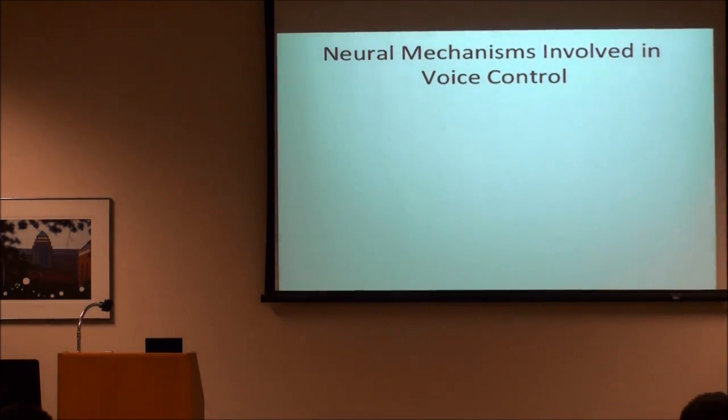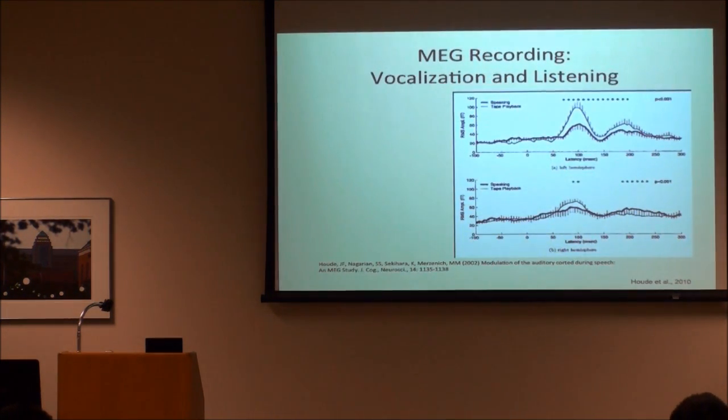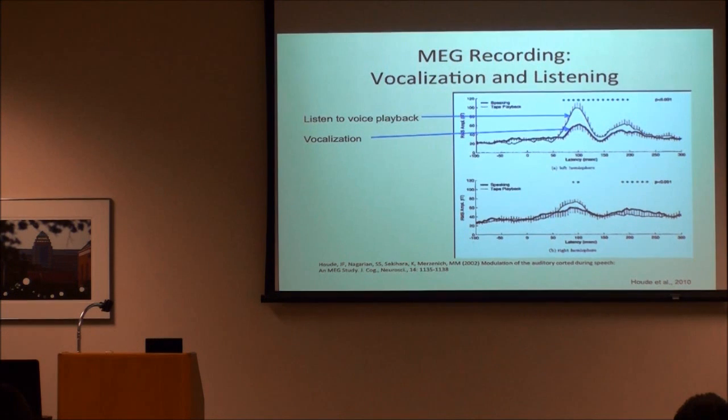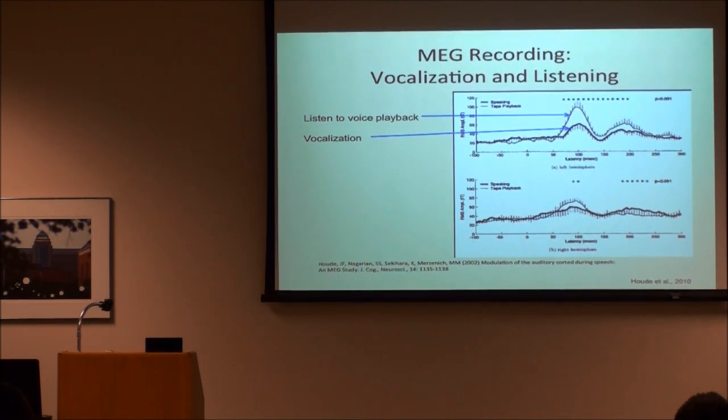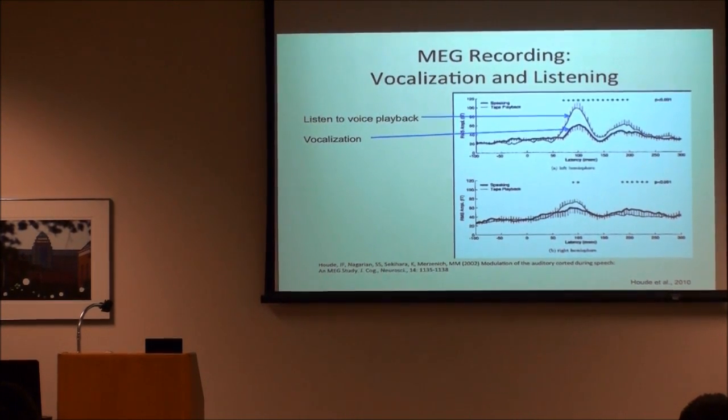Okay, so now I want to talk somewhat about neural mechanisms underlying these responses. And I want to begin by showing you a slide from a study done by John Hood. John was using, in this study, magnetoencephalography, and he triggered the MEG machine off the onset of the subject speaking. And what we see here is that this heavy line represents the response while the person is vocalizing.